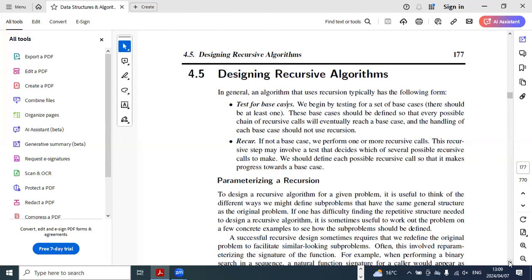Parameterizing the recursion: to design a recursive algorithm for a given problem, it's useful to think of the different ways we might define subproblems that have the same general structure as the original problem. If one has difficulty finding the recursive structure needed to design a recursive algorithm, it is sometimes useful to work out the problem on a few concrete examples to see how the subproblems should be defined.